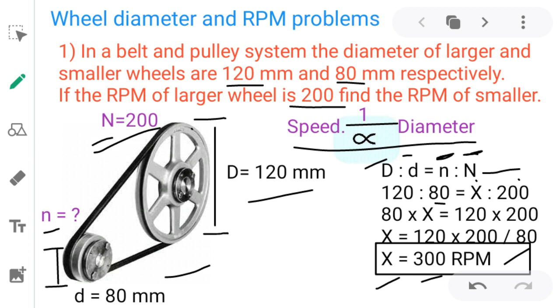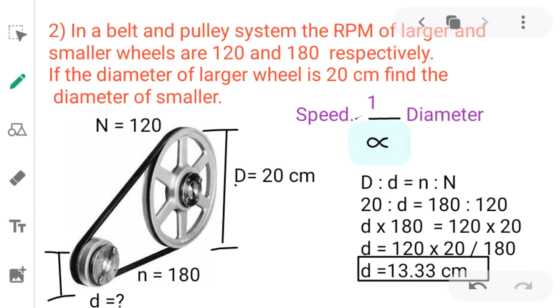Let's take one more such example. In a belt and pulley system, RPM of larger and smaller wheel are 120 and 180. The RPM of larger wheel is 120 and smaller wheel is 180. If the diameter of larger wheel is 20 cm, capital D is 20 cm, find the diameter of small wheel. We have to find small d.